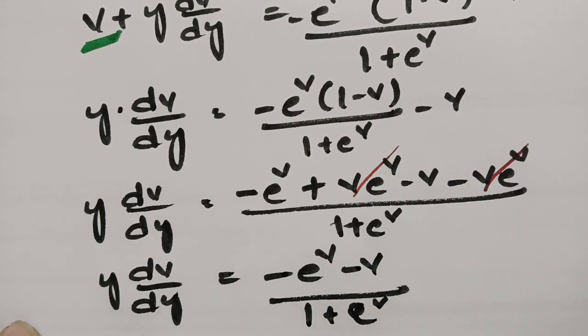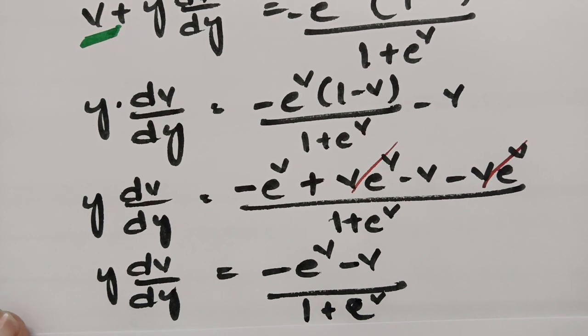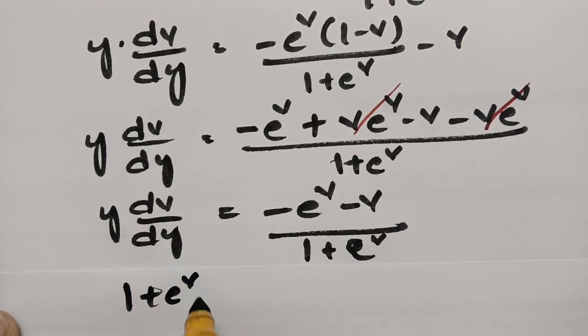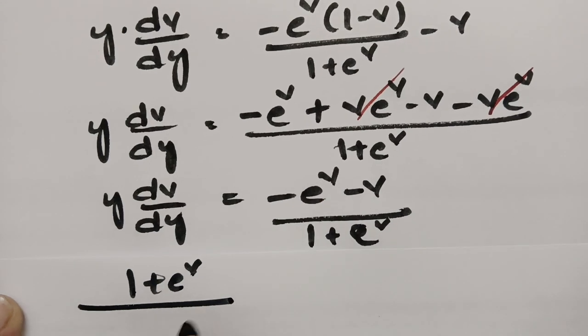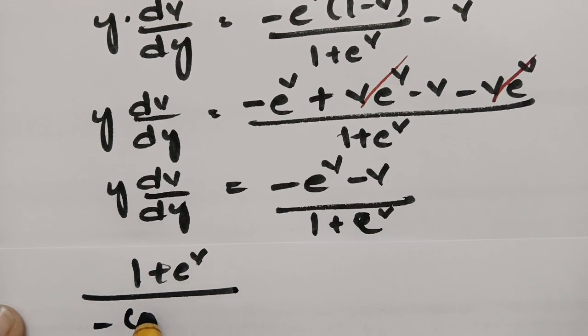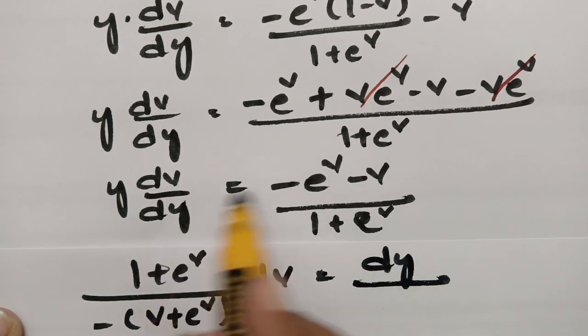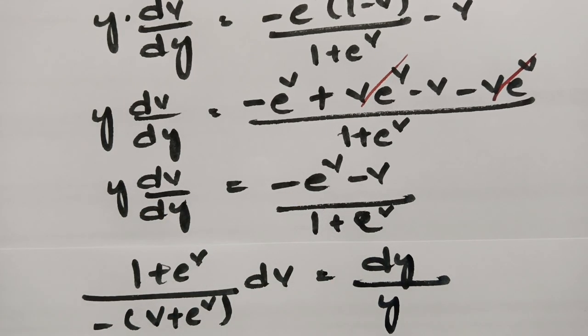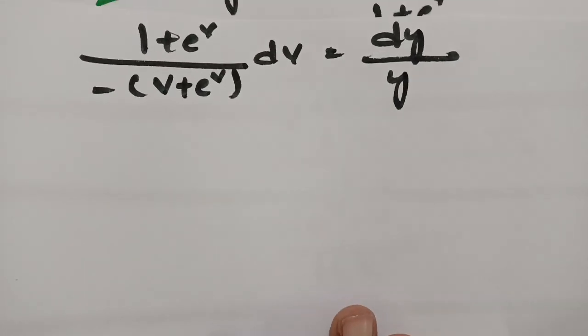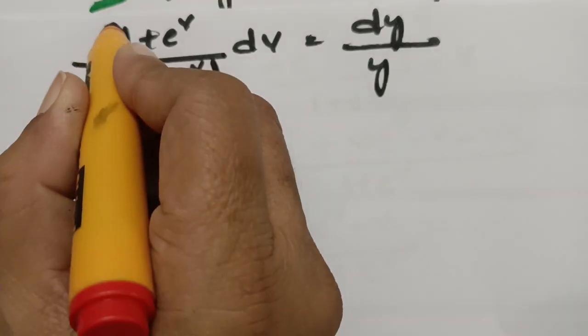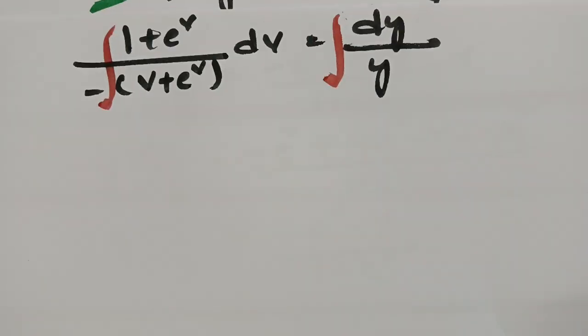Now we use variables separable. If I send dv to one side, 1 plus e power v divided by v plus e power v into dv, with the minus, and if I send dy to the other side, this will be dy by y. After separating the variables, now we have to integrate on both sides.